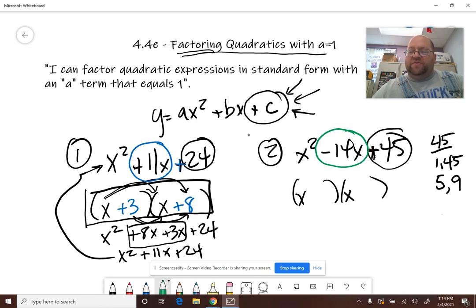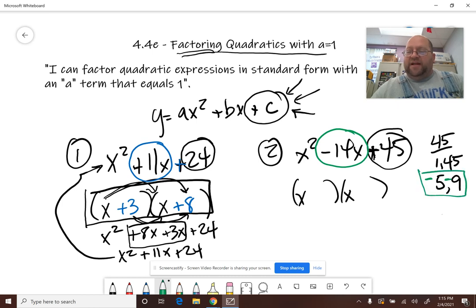Are there two numbers over here that add up to negative 14? Well, 5 and 9 is 14, but not negative 14. How in the world could I come up with negative 14? Well, think about this. What if I made this negative and multiplied them together? I'm still going to get a positive 45, but if I add them together, then I am in fact going to get that negative 14x.